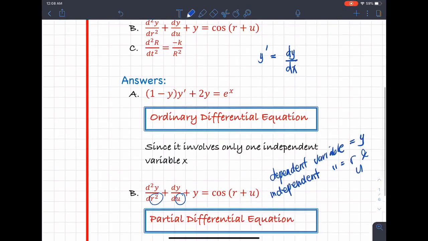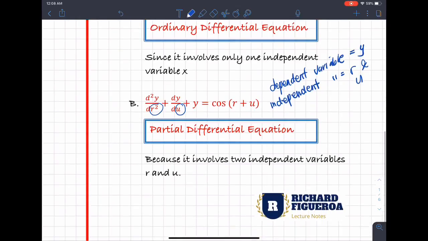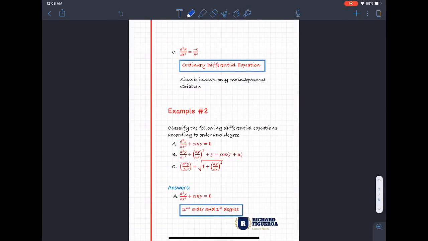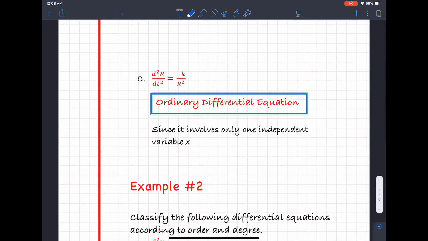And lastly, let's have the third one. It says here that it is an ordinary differential equation. Our dependent variable is r, and our independent variable is t. Since there's only one independent variable, that is considered an ordinary differential equation.